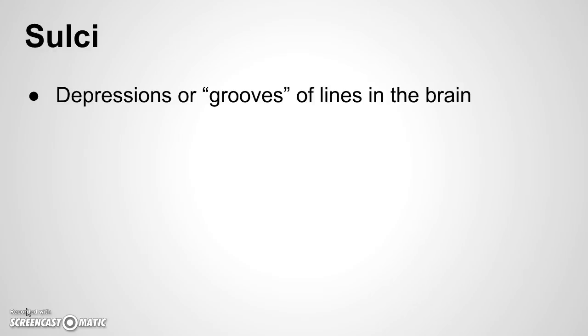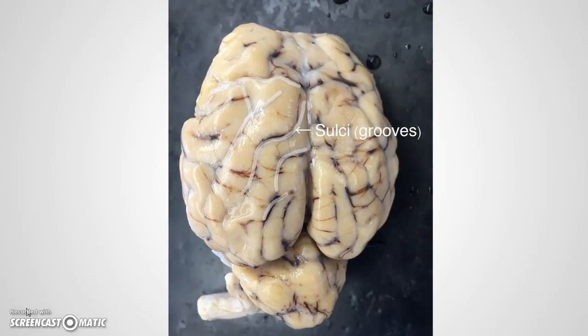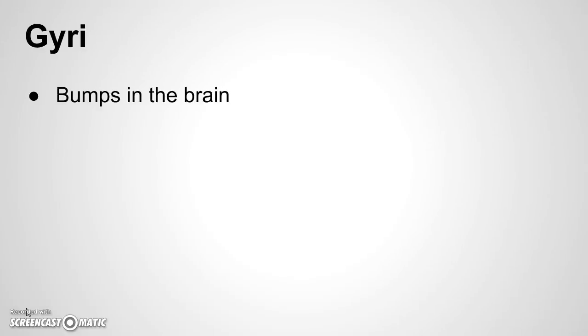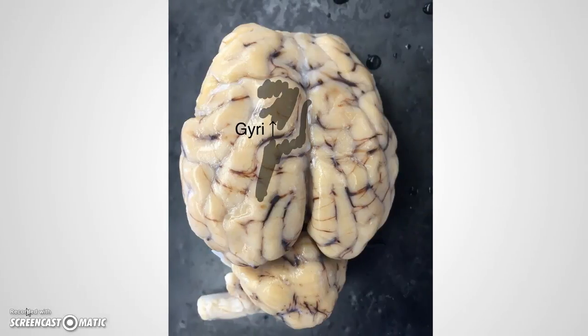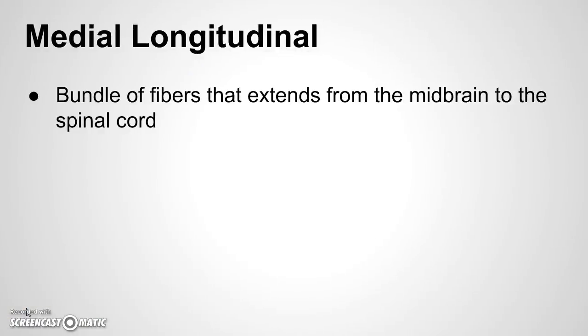The sulci are the depressions or grooves or lines in the brain, and they are surrounded by the gyri. So here are the lines you see, those are the sulci. Surrounding the sulci are the gyri, which are bumps in the brain. The medial longitudinal is a bundle of fibers that extends from the midbrain to the spinal cord.